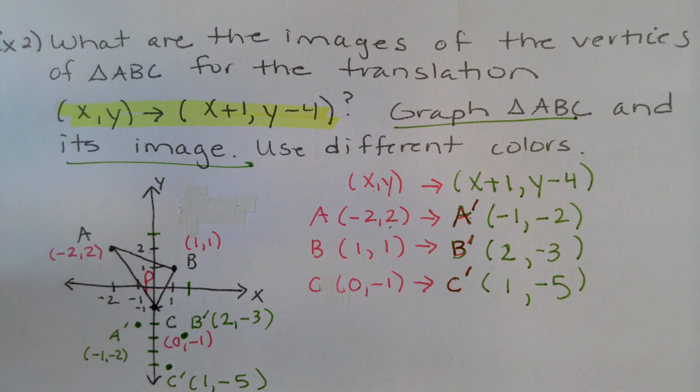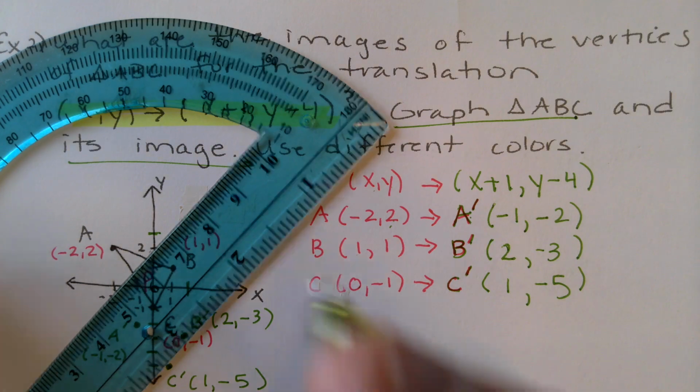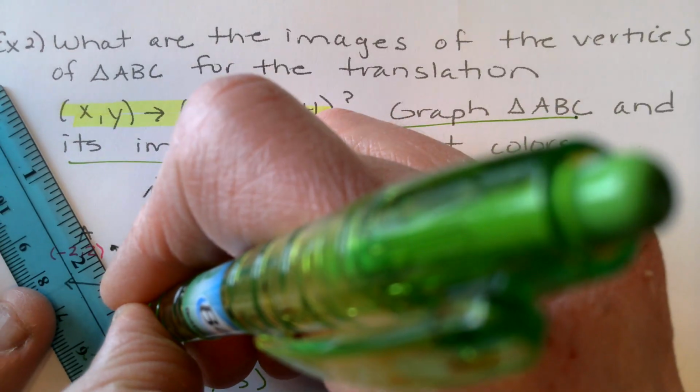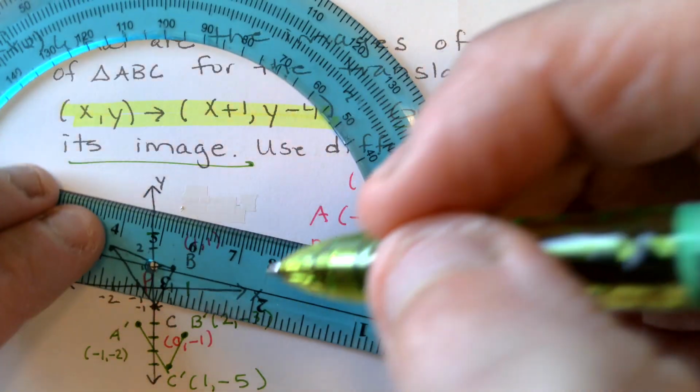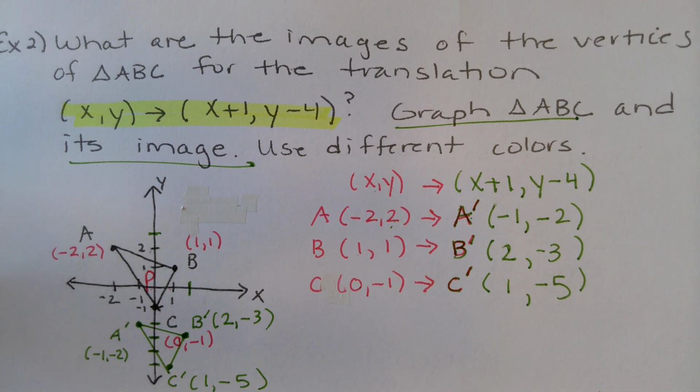And that is C prime, and that is 1, negative 5. Okay, so then you grab your straight edge, which I do have, and you connect them. Use those playing cards I gave you for your straight edge. Wow, that looks terrible. Let's just be honest about that.